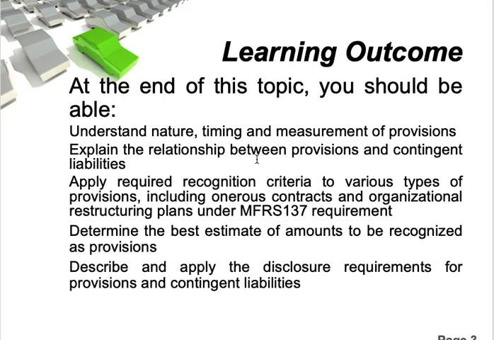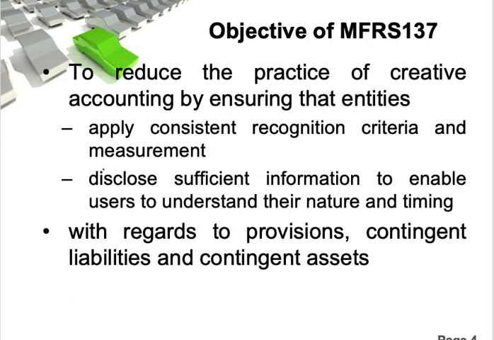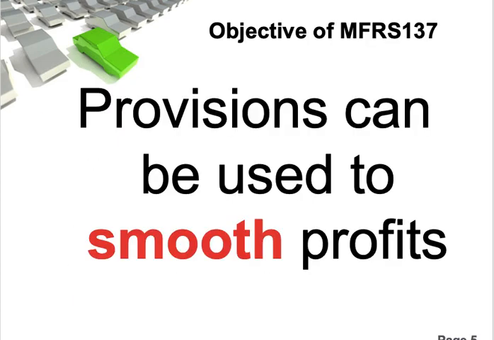In addition to the three items that I've mentioned, provision, contingent liability, and contingent asset, you also cover onerous contract under this MFRS, and also restructuring plan. This will be explained in detail later. Now I've mentioned this one.